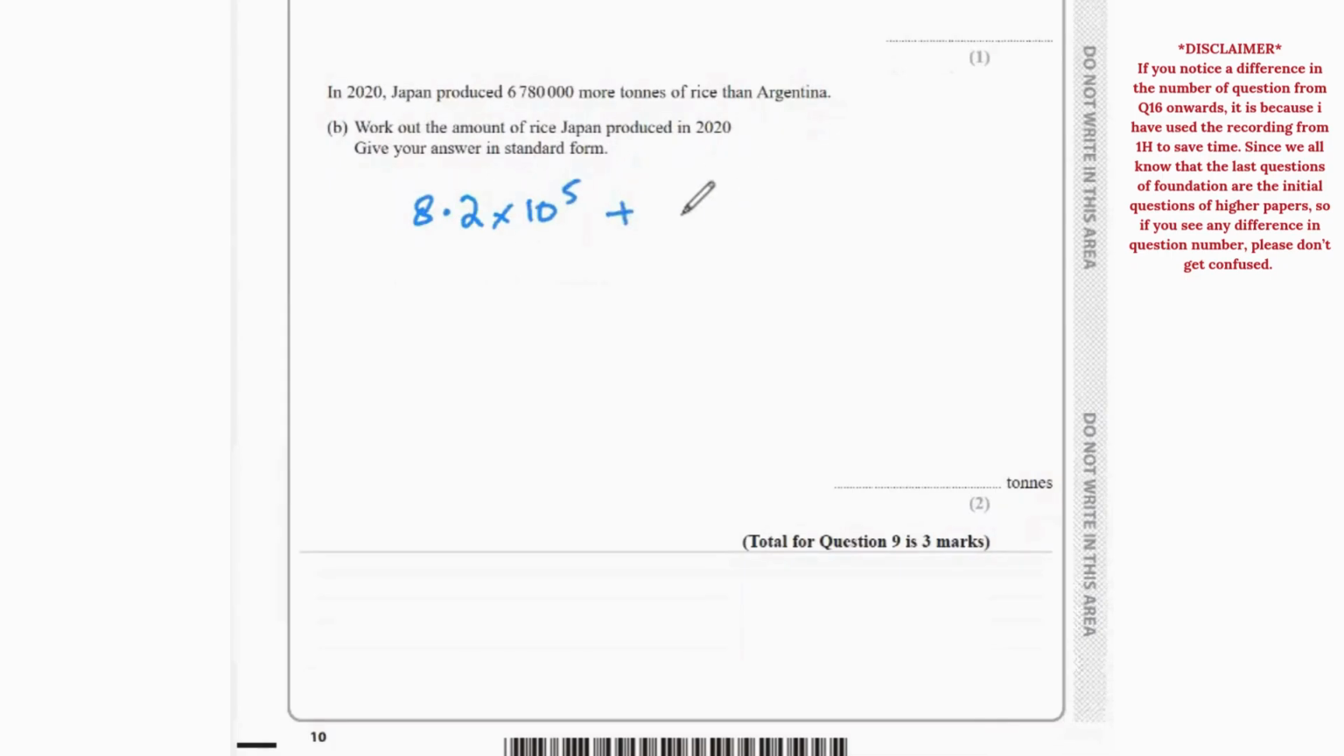And to this we add 6.78 times 10 to the power of 6. I converted 6,780,000 into standard form because they want the answer in standard form. So when I convert this into standard form, I move the decimal 6 places to the left-hand side.